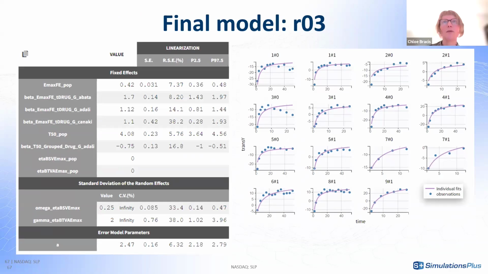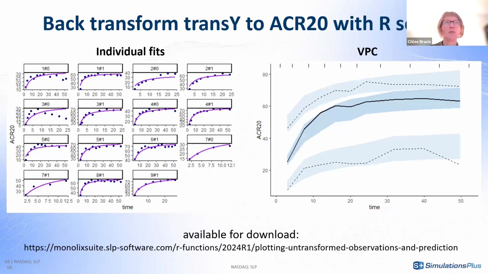Something else that I'll point out here is because we had to transform our observation in the data file, that means that all of my different diagnostic plots are done on that transformed scale. But sometimes it is more intuitive and more interpretable to be able to look at these plots on my original scale. So this is also possible to do. We have our code available for download if you just go to the MonolixSuite documentation for the Lixoft connectors, the RAPI, and there's examples there. So there's a script you can download that will let you back transform all the different model predictions and model results so that we can look at things like, say, individual fits and the VPC on our original scale of ACR 20 as a percentage here from 0 to 100.